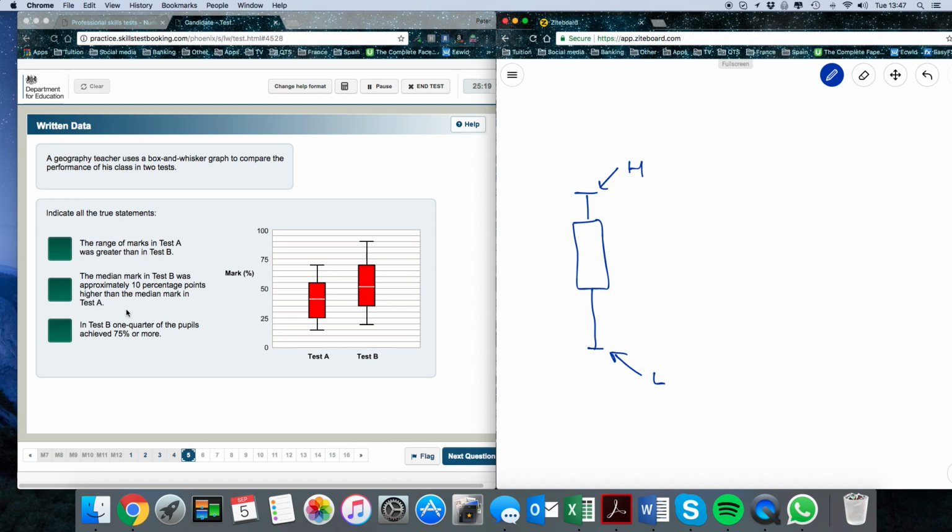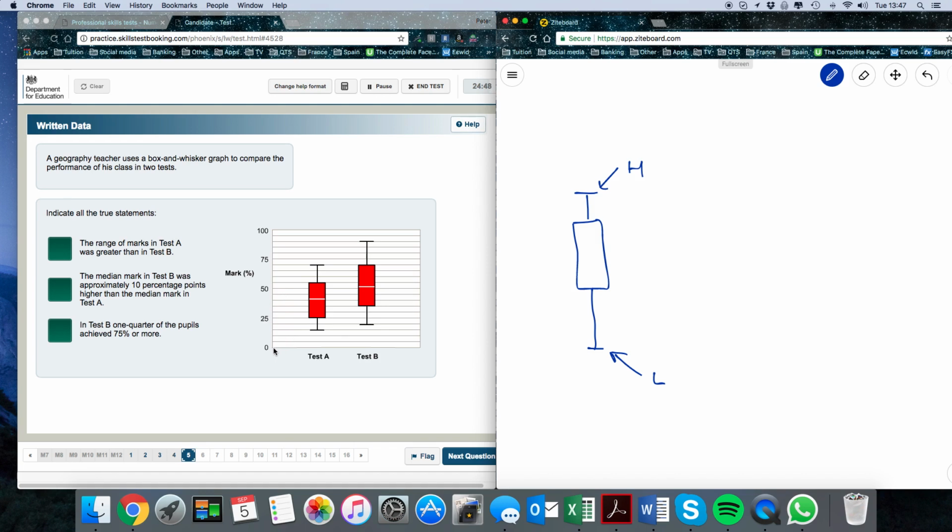Okay, next question's very easy as well. It says the median mark in test B. Well, these little white horizontal lines in the box are the median. So if we look at the median for test A, I must admit it looks a little bit weird on here, but that is going to be, well, if we start at 25, we're going to count up. And we need to know how much these lines go up by. And I do see a lot of people getting this wrong. Well, it goes from 25 to 50.